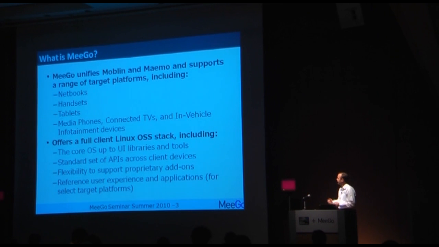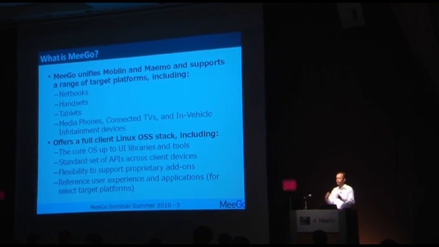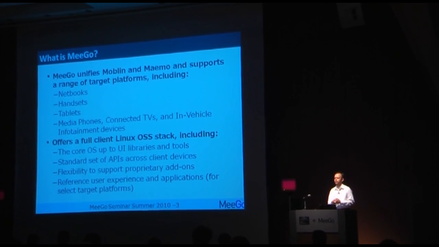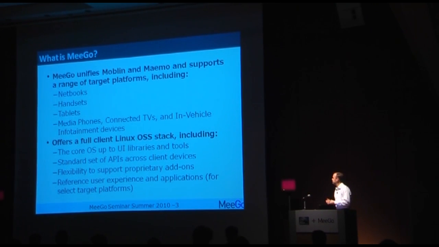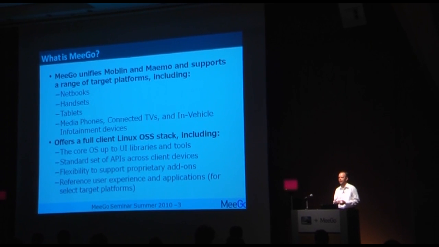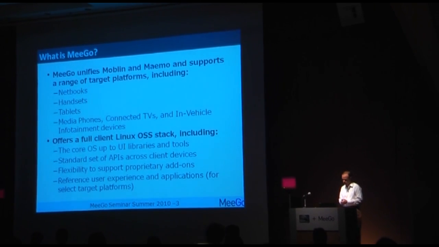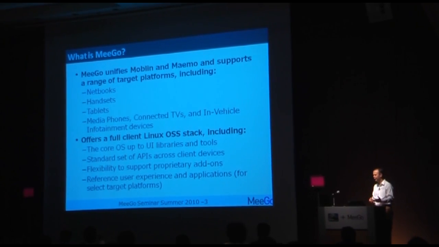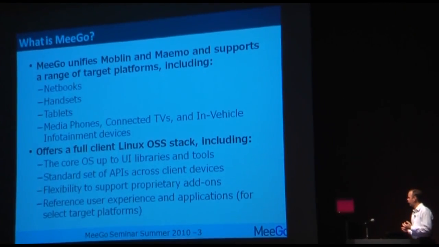So we've covered this pretty thoroughly, I think, today. Hopefully you've gotten the message in terms of, what is MeeGo? MeeGo brings together Maemo and Moblin. It supports Intel architecture, it supports ARM, and it also supports a broad range of vertical categories or platforms: netbooks, handsets, tablets, media phones, connected televisions, in-vehicle infotainment. Those are the current target platforms, and it's certainly possible that we'll add more over time. I think driven by people that come and contribute to the project, as we've talked about.